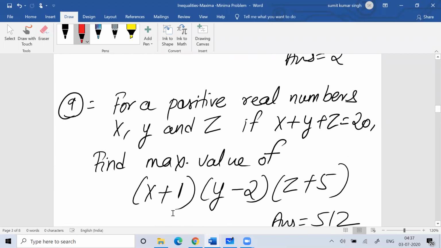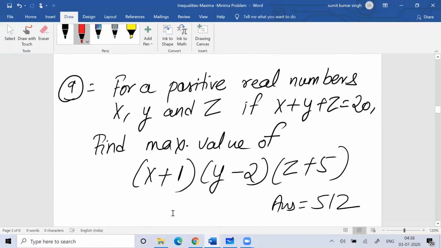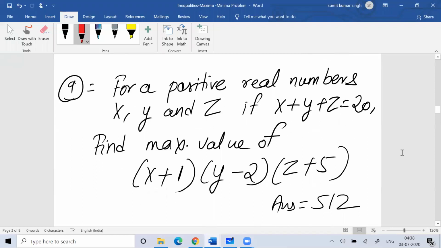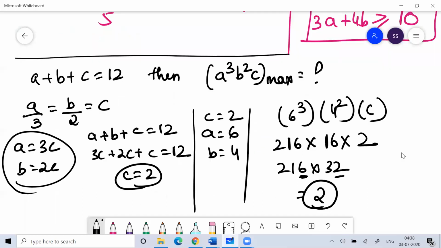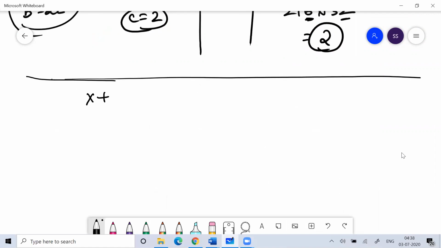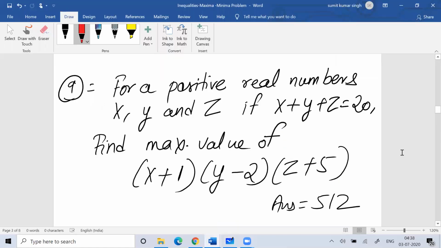Clear, right? So next question: for the positive real numbers x, y, and z, if x plus y plus z is 20, find the maximum value of x plus 1 into y minus 2 into z plus 5. So here it is given in the problem that x plus y plus z is 20.